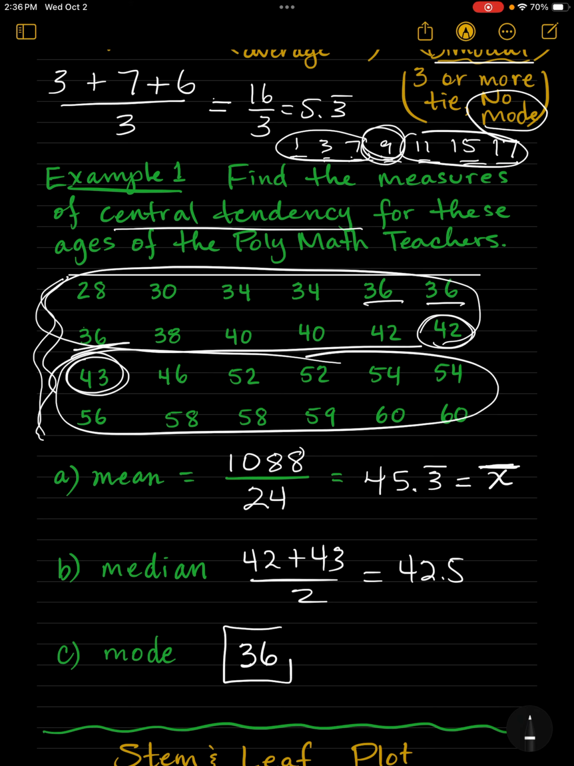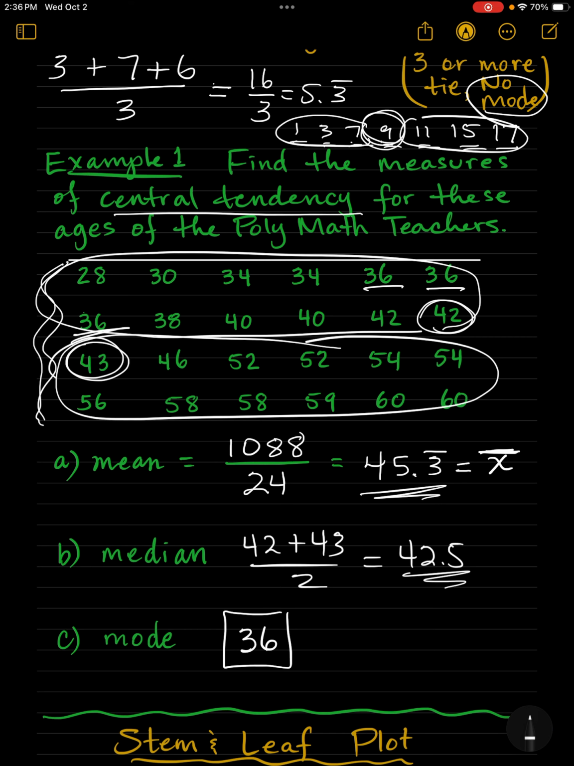To me, the mean or the median kind of show me the center best. I'd want to know the mode if, let's say, I worked in a shoe store. What shoe size is sold the most? That might be popular or useful if I were going to order shoes or something like that. But for ages, not so much.